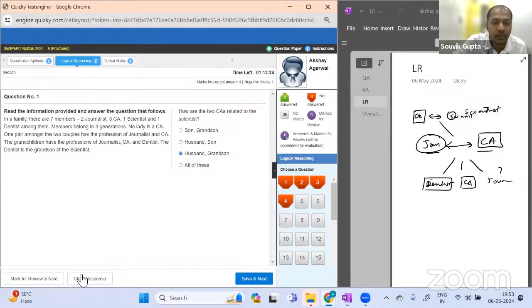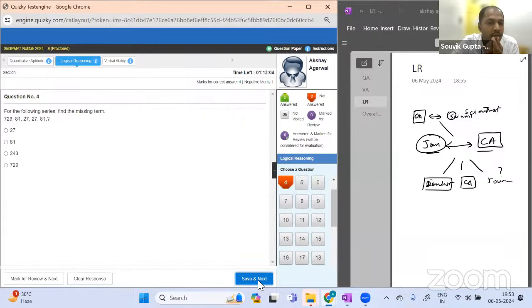I'll clear the answer. I don't want a negative here. What is the profession of the grandfather in the family? Grandfather is definitely a CA. At least how many male members are there in the family? One, two, three, four. Fifth person could be a male or a female also. So I don't know the answer to the first one yet.